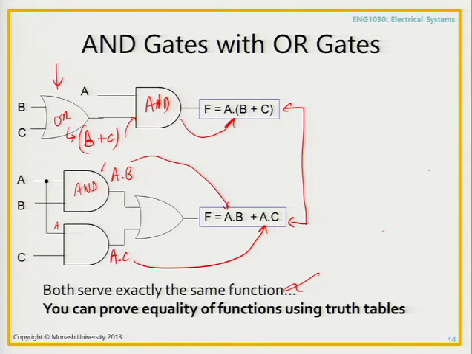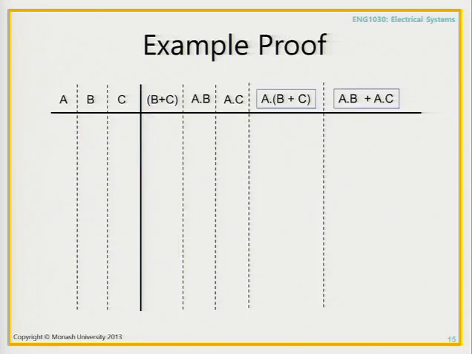The way to prove this is we can use a truth table. So we've used truth tables to define what the gates do. We can do it the other way around. We can get a truth table from an arrangement of gates. Okay, so here's an example. For all possible combinations of A, B, and C, let's do all possible combinations.